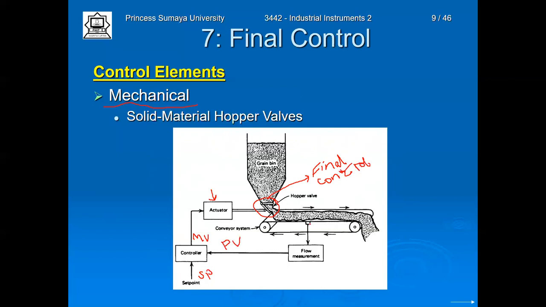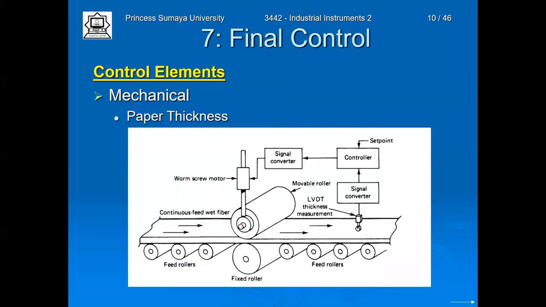This is the final control. Okay, and we have a closed loop in this case. Another example of mechanical control, final control, is the paper thickness control.